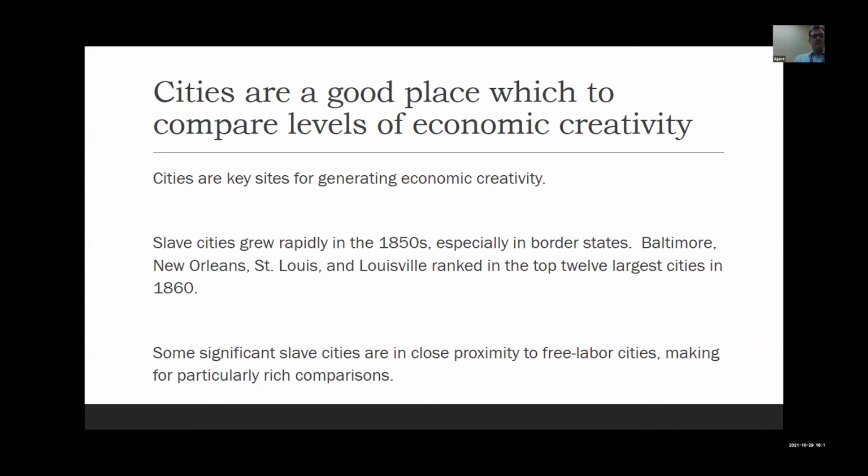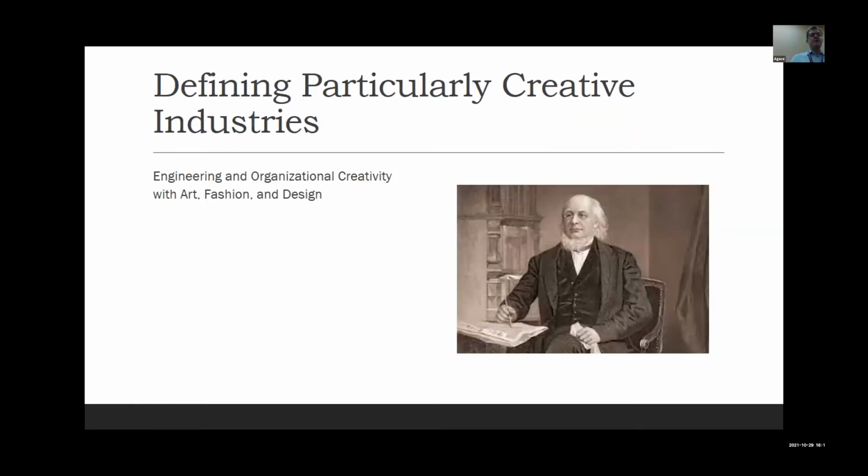Okay, so let's look at the first measure of comparing economic creativity, and that is looking at particularly creative industries in the 1850s. By particularly creative industries, I'm interested in those industries which have engineering and organizational creativity combined with a big element of art, fashion, and design. These industries are undergoing high degrees of industrialization, of mechanization to a large extent, but also involve a huge degree of art, of fashion, of design in terms of their success.